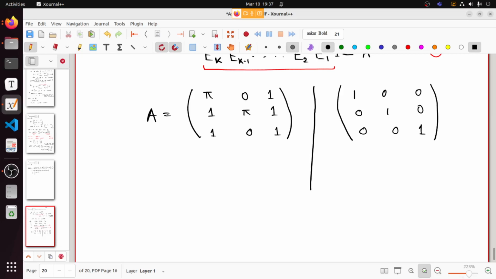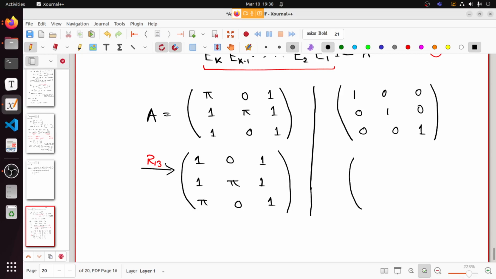So first row you have to make it 1. So just interchange row 1 and 3. What you will do, R13, and what it will become? It will become 1 0 1, 1 pi 1, pi 0 1. So similarly you have to apply it here. So then this will become 0 0 1, 0 1 0, 1 0 0, right?